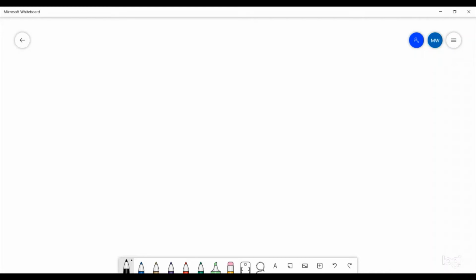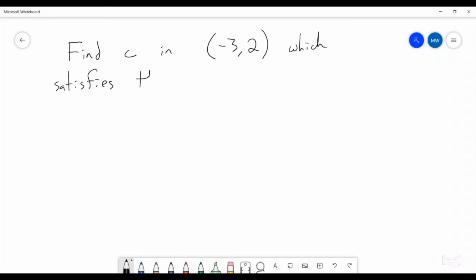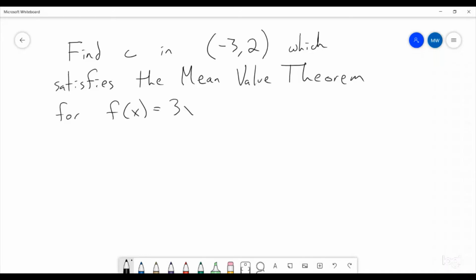Today I'm going to go through a problem that might show up on a calculus test involving the mean value theorem. So for this problem, we're going to find the c in the interval -3 to 2, which satisfies the mean value theorem for the function f of x equals 3x cubed minus 4x plus 7.